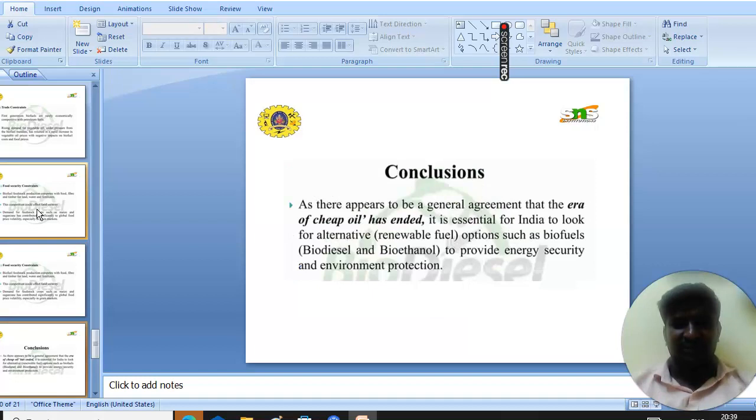Conclusion: as there appears to be general agreement that the era of cheap oil has ended, it is essential for India to look for alternative options such as biodiesel to provide energy security and environmental protection.